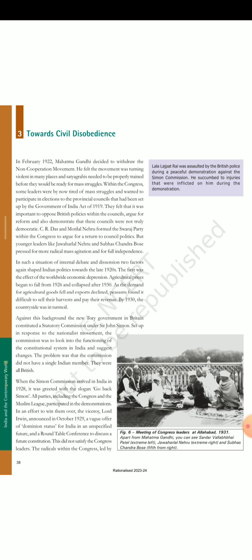Towards civil disobedience. In February 1922, Mahatma Gandhi decided to withdraw the non-cooperation movement. He felt the movement was turning violent in many places and satyagrahis needed to be properly trained before they would be ready for mass struggles.